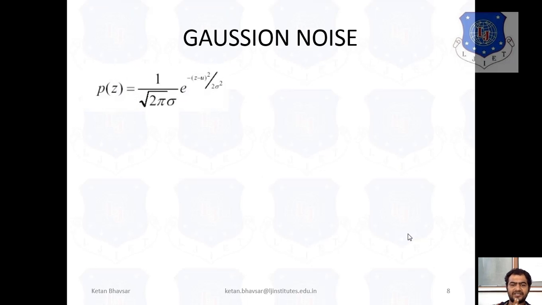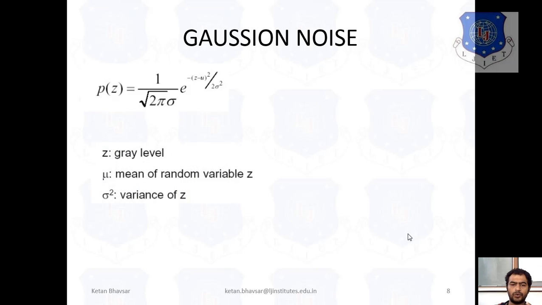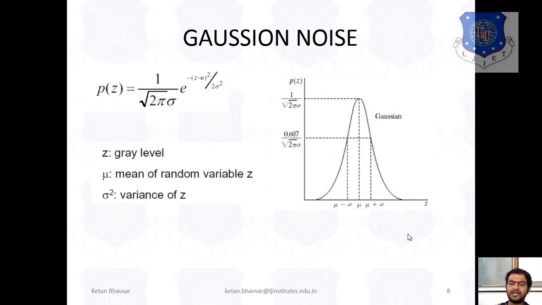Now Gaussian noise. We start with P of z is equal to 1 upon under root 2 pi rho, e to the power minus (z minus mu) square upon 2 rho square. Z is equal to the gray level, mu is the mean of the random variable z, and rho square is the variance of z. Z represents a specific amplitude value of a particular image.